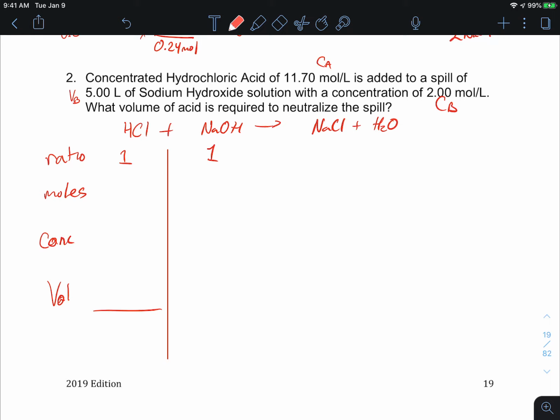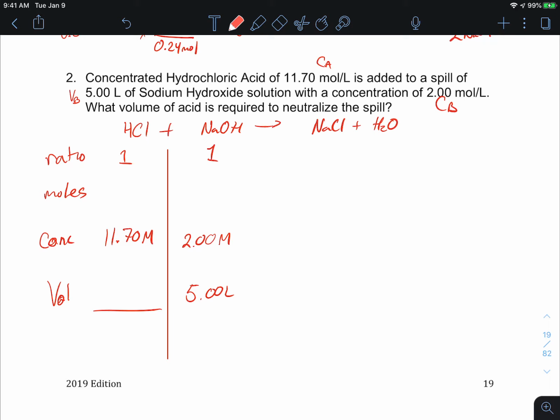And that's just to help me keep track of things. Okay, I'm going to put in the details that I have. So I have a concentration of my base at 2.00 molarity, and I have 5.00 liters of this stuff. And I also have the concentration of the acid at 11.70 molar. So that's some pretty strong acid.